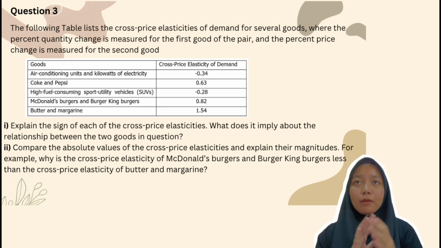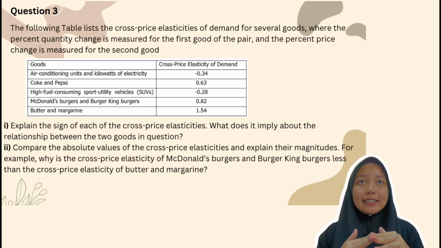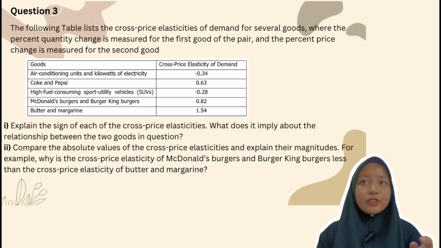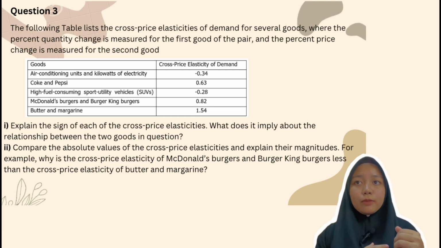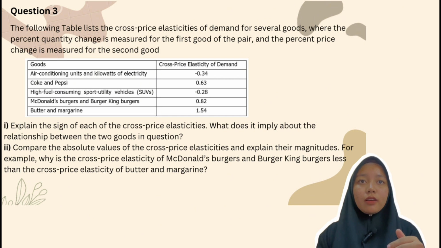Question 3. The following table lists the cross-price elasticities of demand for several goods, where the percent quantity change is measured for the first good of the pair and the percent price change is measured for the second good. Goods: air conditioning unit and kilowatts of electricity, the cross price is negative 0.34; Coke and Pepsi 0.63; high fuel consuming sport utility vehicles negative 0.28; McDonald's burger and Burger King burgers 0.82; butter and margarine 1.54.